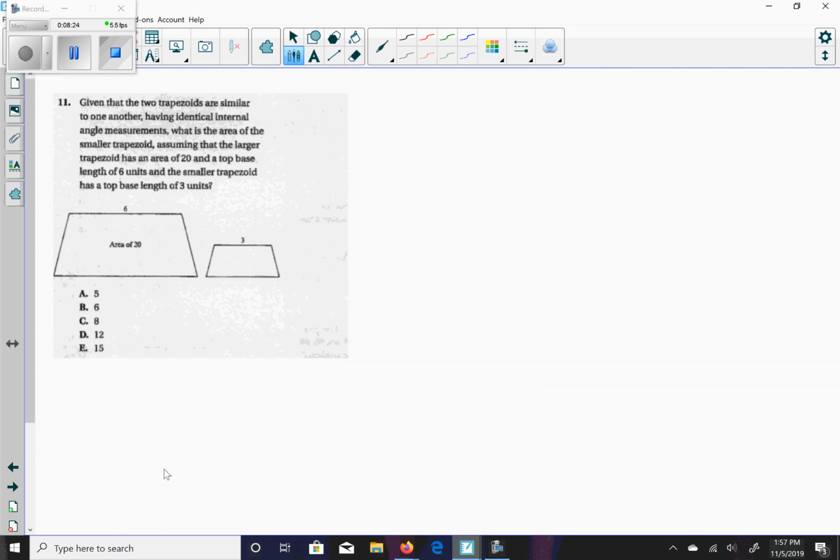Number 11, they give you two trapezoids, and they tell you that they're similar to each other. They have identical internal angle measurements, and they want to know the area of the smaller trapezoid, assuming that the larger trapezoid has an area of 20. And then they give you the ratio. Here the linear ratio is 6 to 3, so the larger one is 2 times the smaller one.